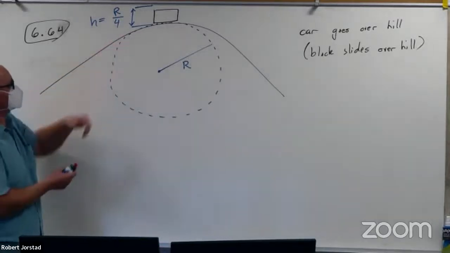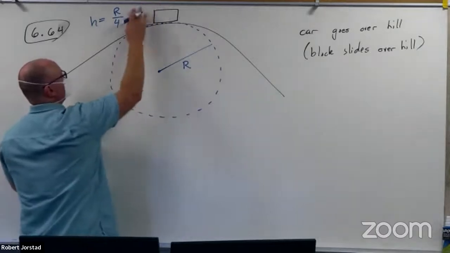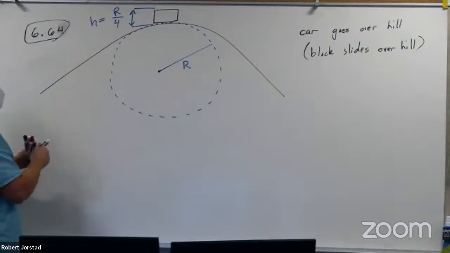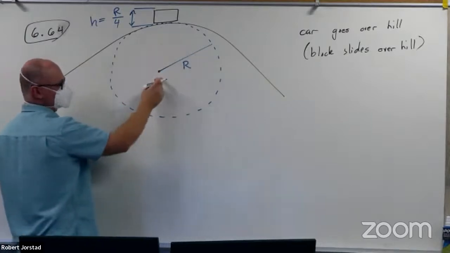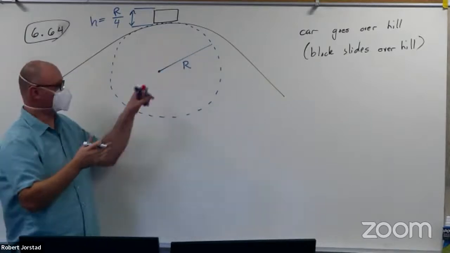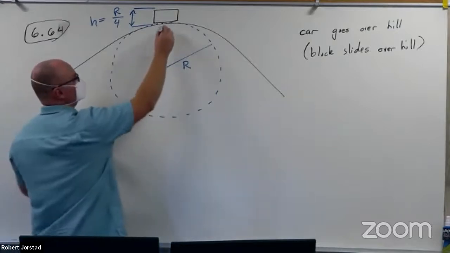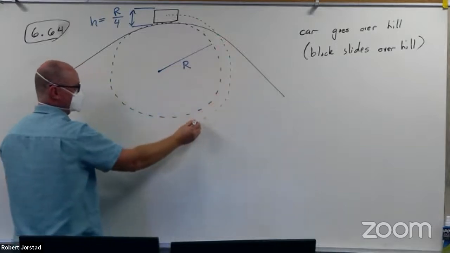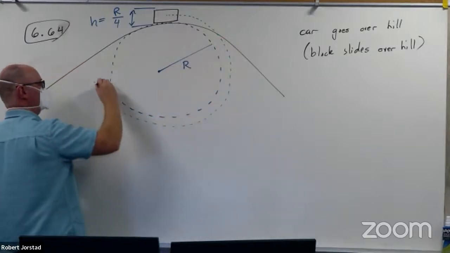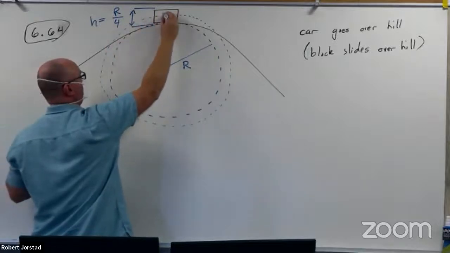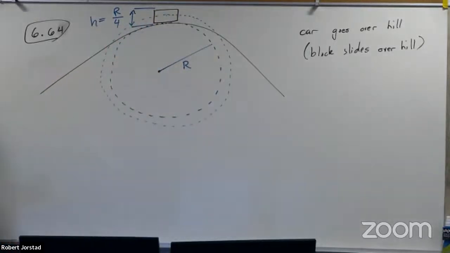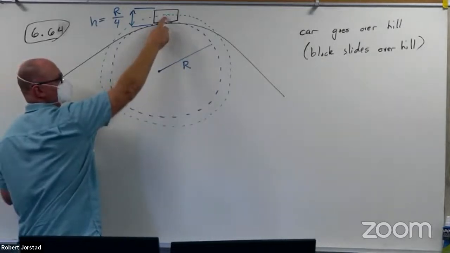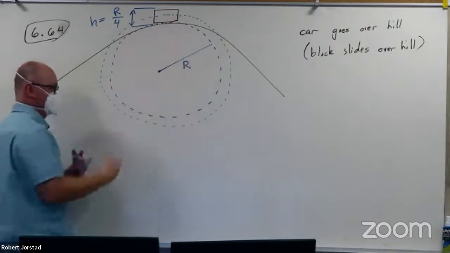If this object has some size here, that's not very well drawn. Let me draw it just a little better. This is how I like to think about it. The object is not going in a circular orbit of radius r. It's actually going in this circle. Does that make sense? The center of mass of the block is actually a little bit off the road. So if the road is curved this much, the center of mass of the block is actually going around in this other radius.